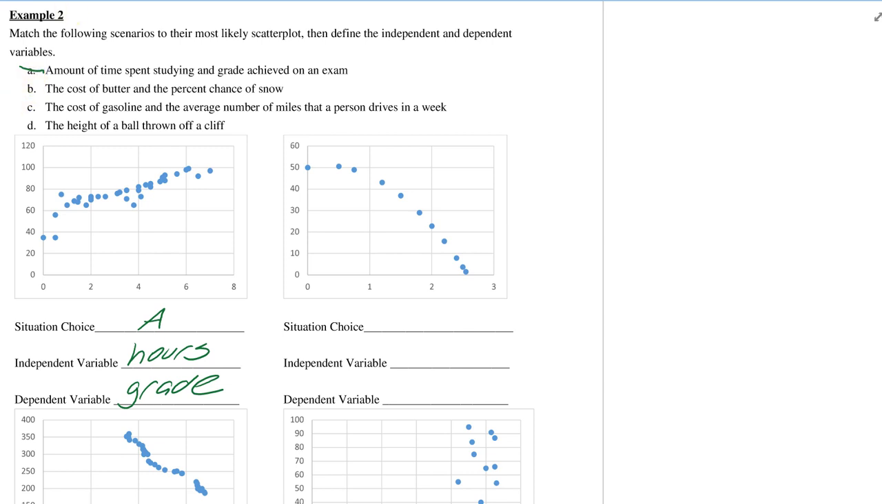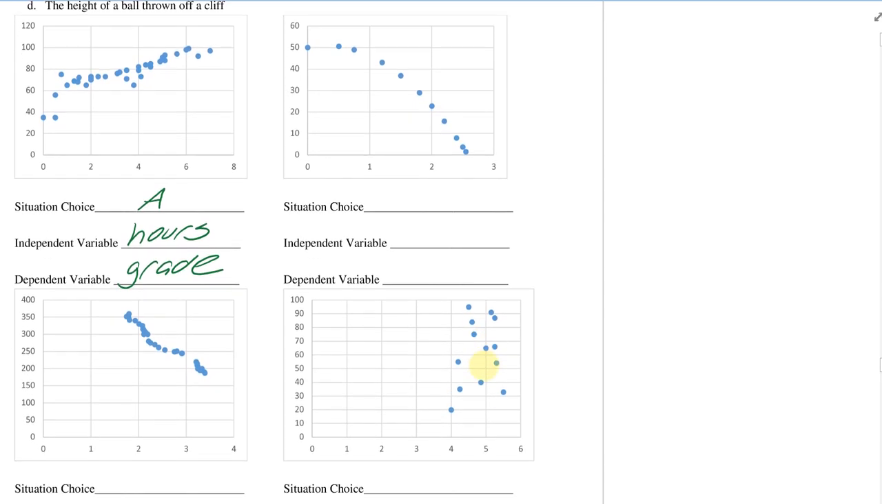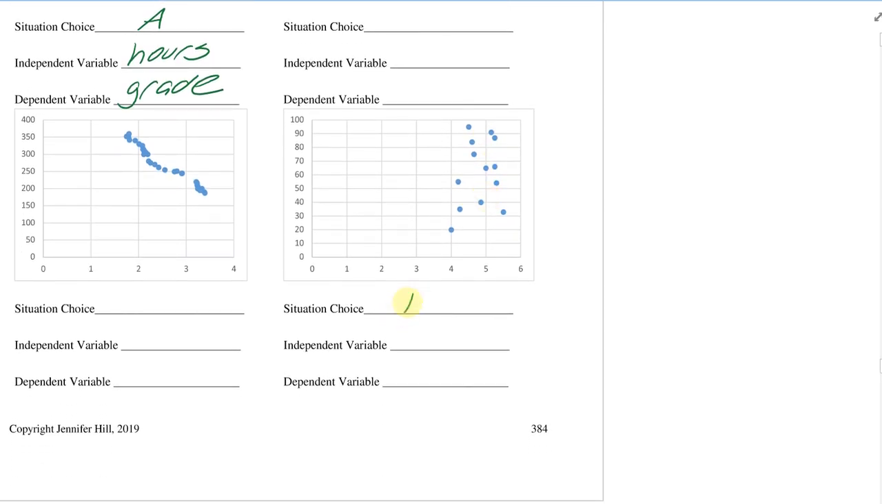Okay, so up next, the cost of butter and the percent chance of snow. That's pretty ridiculous, and if you just think about your general intuition, those two things should not be related, right? So which graph makes the most sense for that? That would be this one here.